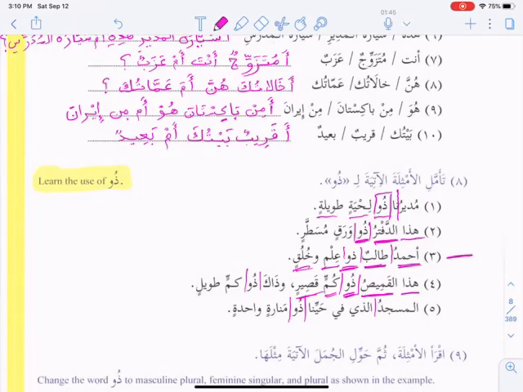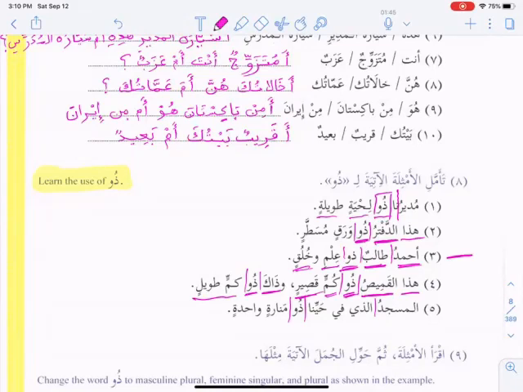Haza mubtada, kamisun badal, zu khabar. Kummin mudaf ilayhi, and this is the naat for kummin. Wazaka, and that. So zaka is mubtada. We can just start a new sentence. Wazaka zu, this is your khabar. Hadaka zu kum min tawilin. And that shirt, of course we know it is a shirt, has long sleeves.